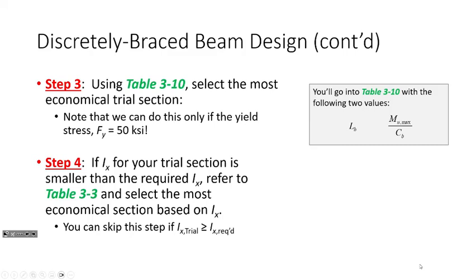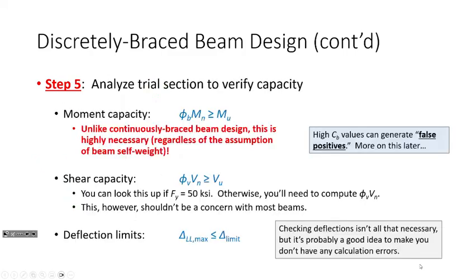If not, we abandon all this and we go to table 3.3. Again, the same process as before. Nothing changes. The only thing that changes is different design aids, because it's a different animal when it comes to bracing. And then the last thing that we do is we analyze the trial section to verify that it works.